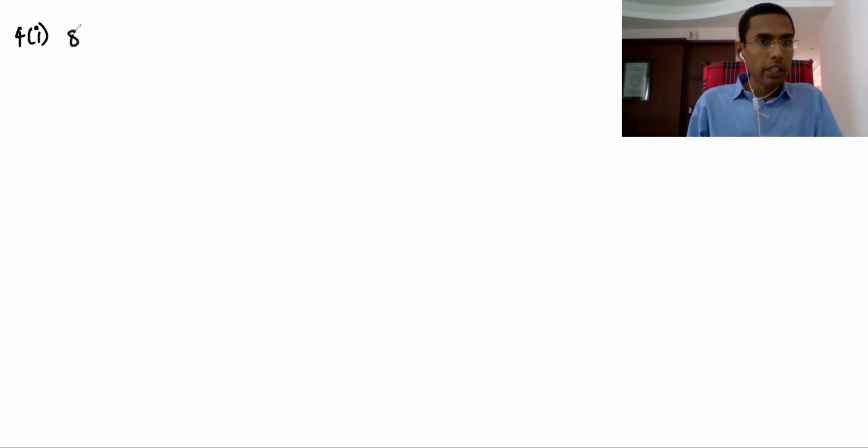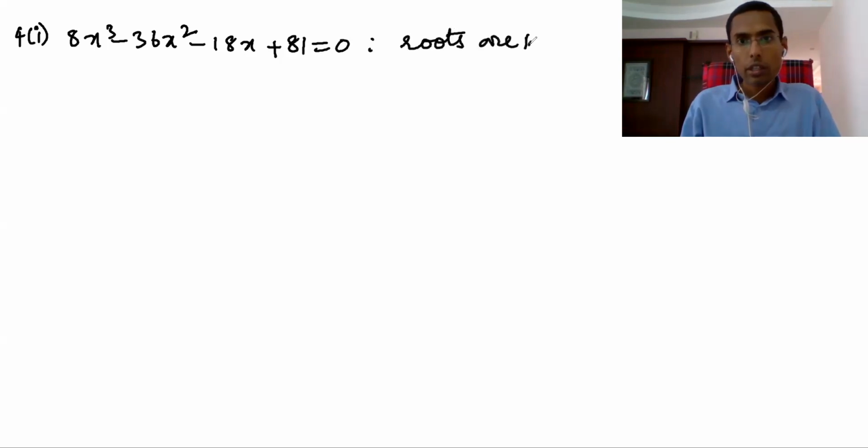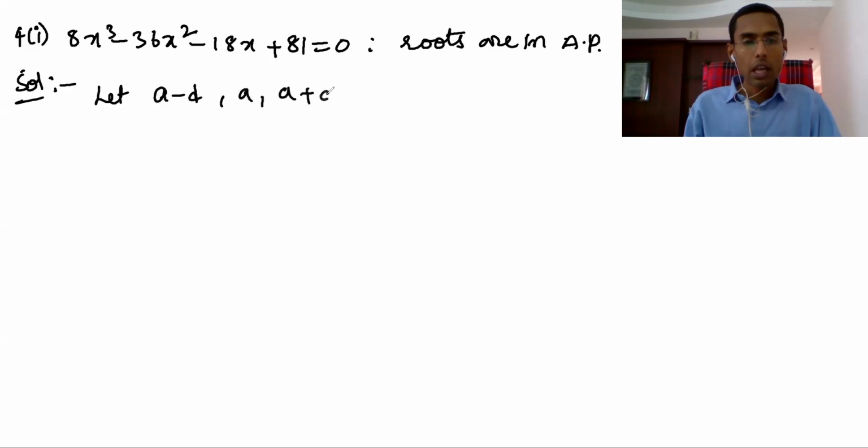So this is 8x cube minus 36x square minus 18x plus 81 equal to 0. What is the condition? The roots are in AP. If the roots are in AP, how do you solve this equation? The relation between the roots is given: they are in AP. So let's first take a minus d, a, a plus d as the roots.